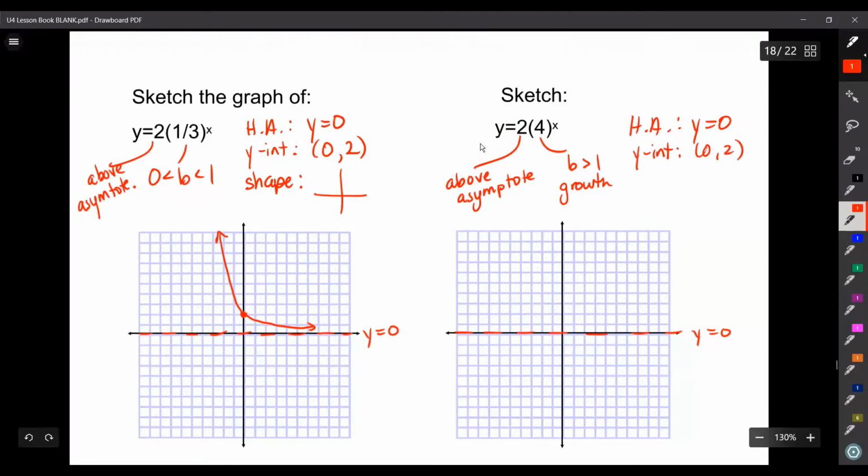And then you're going to decide on the general shape of the graph. So in our case, once we plot the Y-intercept, our shape should be above the axis and growing. Something like this. Again, this is just a very basic sketch.